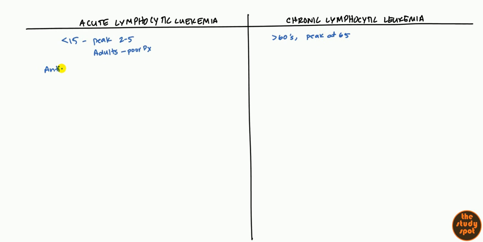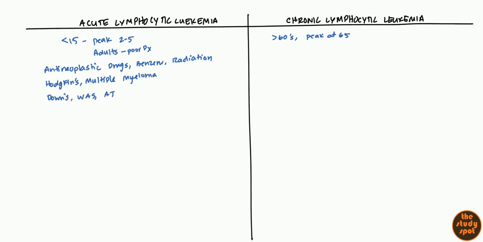Now, there are some risk factors related to acute lymphocytic leukemia. We'll go over that. First, there's drugs such as antineoplastic drugs and even benzene. And on top of that, sometimes radiation exposure. There are some other cancers such as Hodgkin's lymphoma and multiple myeloma, which can predispose to acute lymphocytic leukemia. And finally, some conditions such as Down syndrome, Wiskott-Aldrich syndrome, and even ataxia telangiectasia. So that's a brief introduction to epidemiology and etiology there.